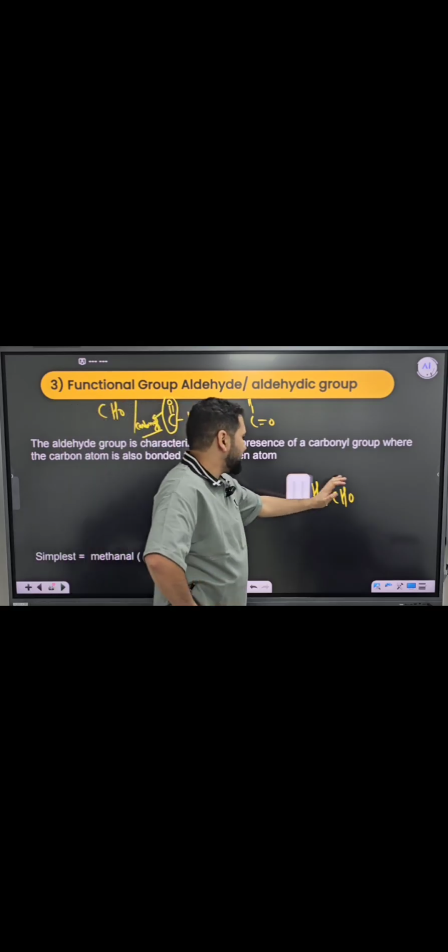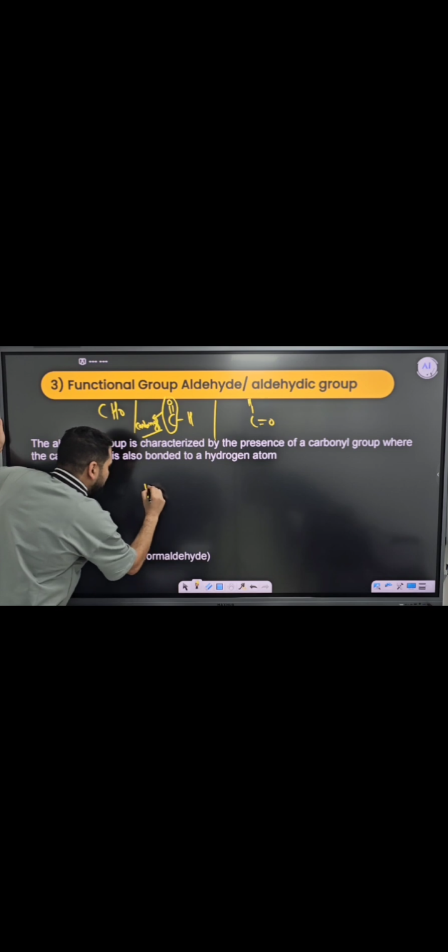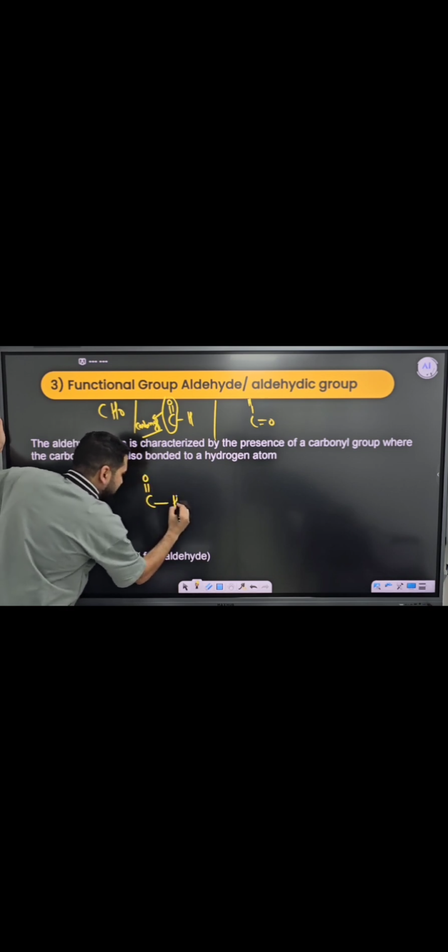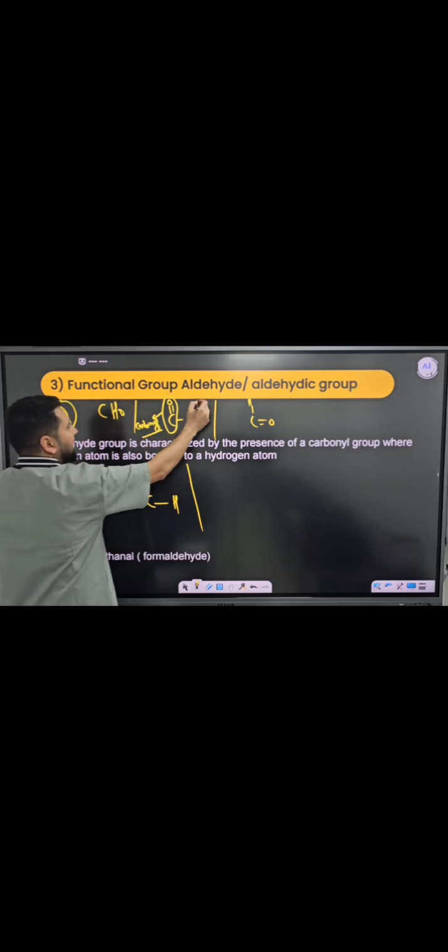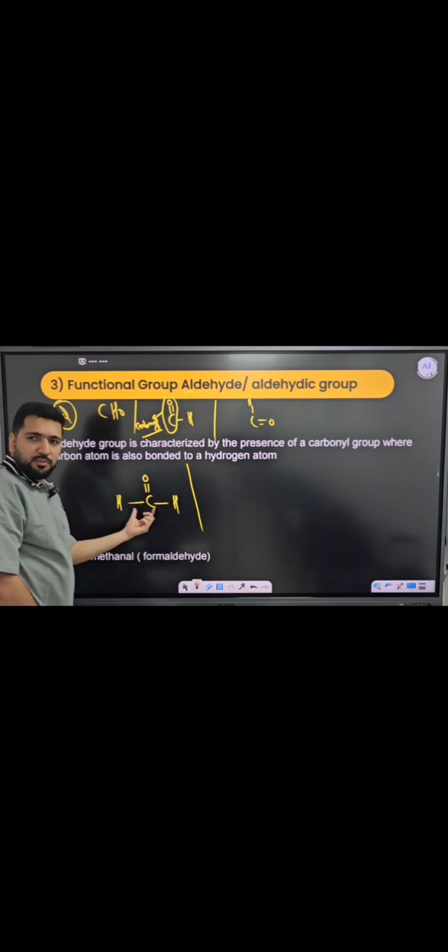Now let's try to find out which one is simplest. See, I can say this C double bond O, then it's attached with H. How many bonds can this carbon make? Sir, it can make 4 bonds. 1, 2, 3, and one bond it can make with hydrogen. What can be the name of this compound? Let me tell you, in the end, we write down Al. So how many carbons are there? One carbon. One carbon means methane.